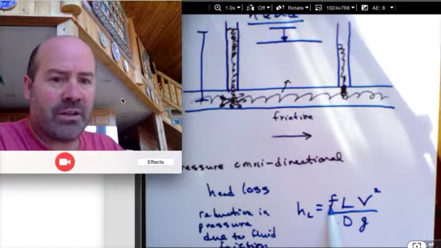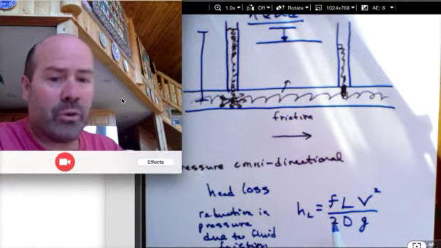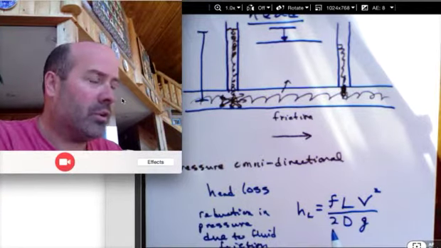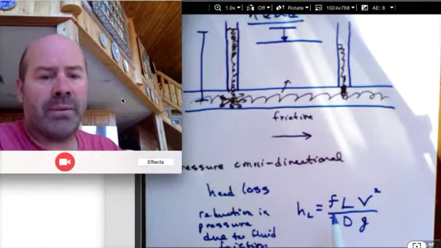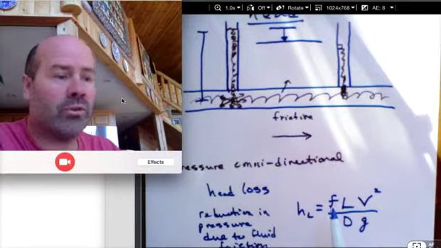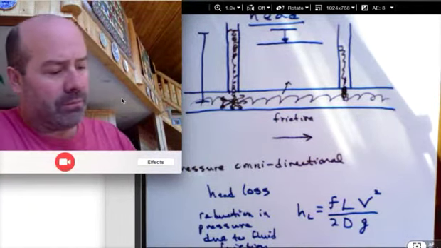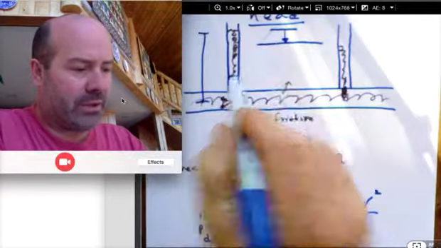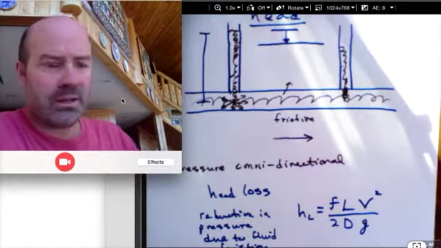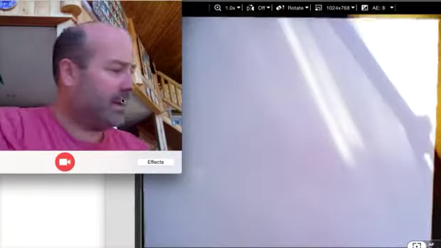And this friction factor has to do with what is your fluid? Is it water? Is it oil? And what is the pipe made out of? Is it smooth? Is it rough? That all goes into the friction factor. All right, so this is head. This is head loss. Let's take a few more looks at head.